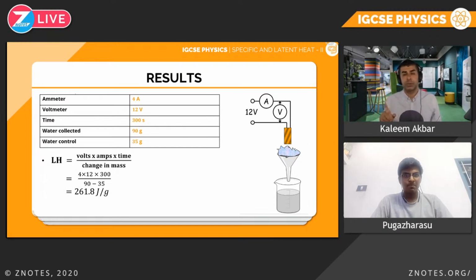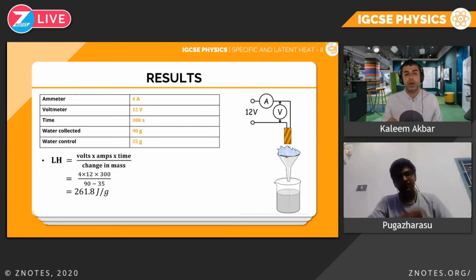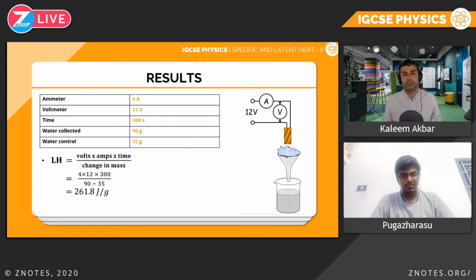Notice there's no degrees Celsius here. So what that means is to turn 1 gram of ice into water, I need roughly, rounded up, 262 joules. Or if I want to change it to kilograms, let's round up, roughly 217,000 joules per kilogram to turn ice into water for this particular experiment. Hope that makes sense. Okay?